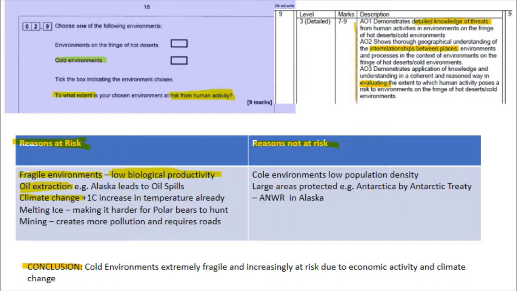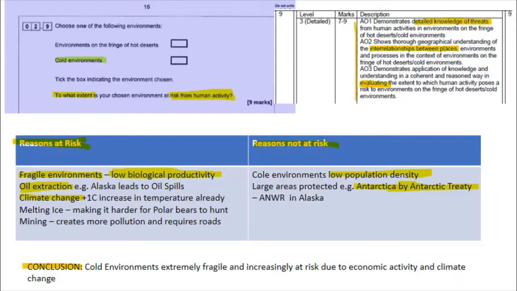The next paragraph would be, well, why is it not at risk? And I'd start off by simply saying this place is freezing cold, and very few people live there. It's got low population density. So that would be my simple point. There's not a large number of people there, so therefore they're not doing large amounts of damage. I'd also point to the fact that there are places which are protected. So large areas, for example, the whole of Antarctica is protected by the Antarctic Treaty. You're not allowed to mine, you're not allowed to do any harm there. You are allowed to do scientific research, but that limits the amount of damage.